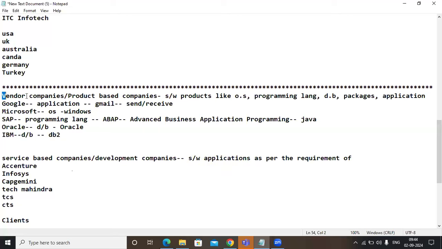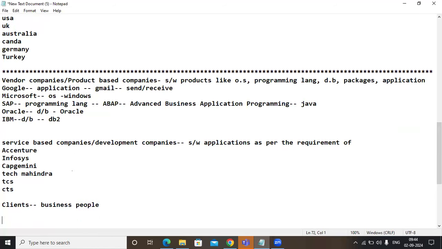So the difference between vendor companies and service-based companies is that vendor companies develop their own software products, like operating systems and programming languages. Development companies like Accenture, Infosys, Capgemini develop the applications as per the requirement of the clients. Who are the clients here? Clients are nothing but business people.